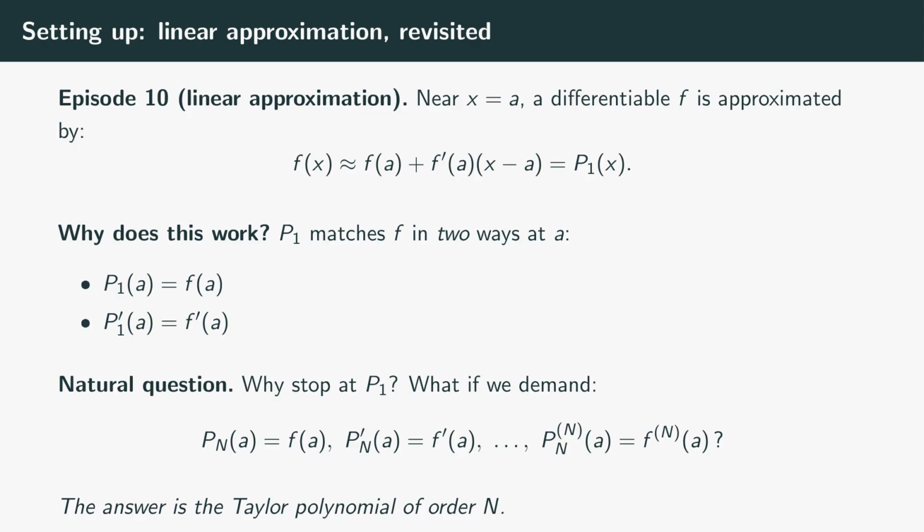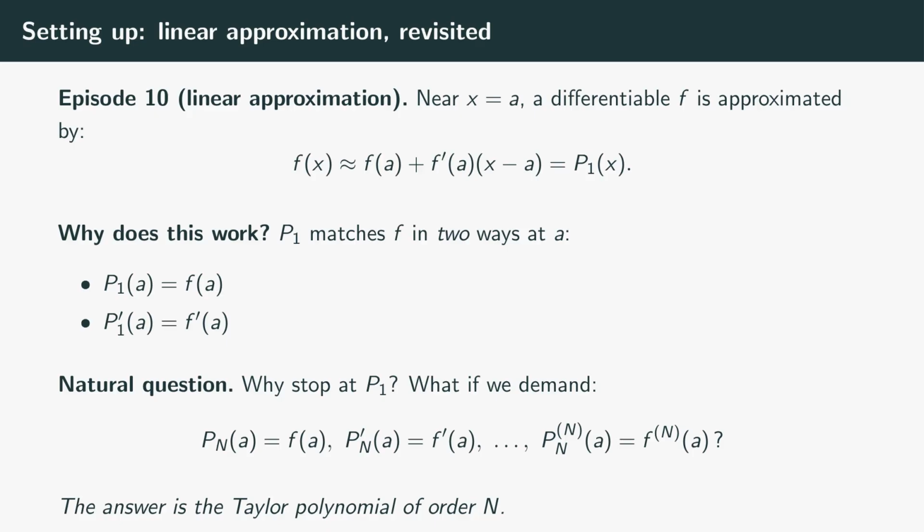Before we write down the Taylor series, let's retrace the idea, starting from where we left off in episode 10. Back then, we used the linear approximation. Near a point a, the function f is approximately f of a plus f prime of a times the quantity x minus a. I'll call this p sub 1 the polynomial of degree 1.